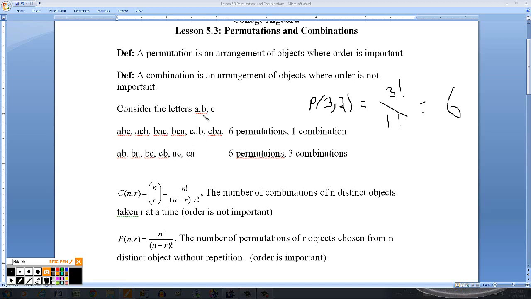Okay, if I want to use the formula for combinations to compute the second part, well then I would set this up as 3 things taken 2 at a time.